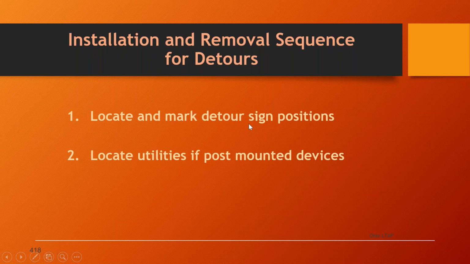So first, locate and mark the detour sign positions and locate utilities of post-mounted devices. You always got to remember to call OOPS, right? I got to give a shout out to the OOPS people because they've really improved over the years about how quickly they can help you determine if it's a good location to install signs.